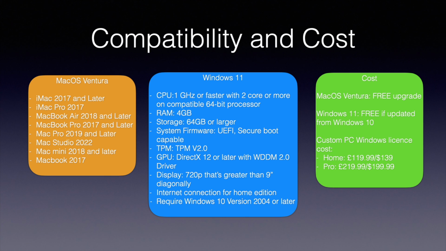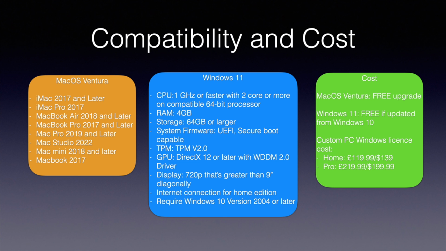Windows 11, a bit complicated. So you need a CPU which is at least 1 gigahertz or faster, with at least 2 cores or more on a compatible 64-bit processor. That's all on the Microsoft website. You need at least 4 gigabytes of RAM. These are all minimum specs, just to let you know. 4 gigs of RAM minimum. Storage, 64 gigs or larger. Your system firmware needs to be at least UEFI, and capable of secure boot. TPM, you need to have a TPM version 2.0 chip, which is ridiculous.